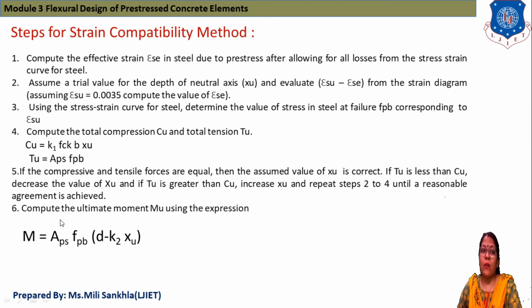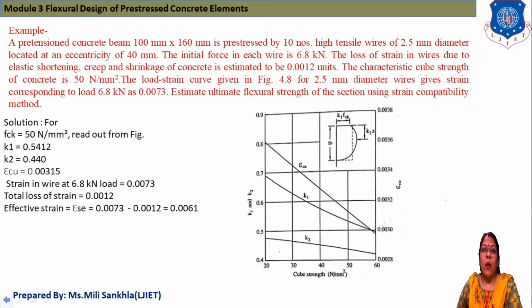Now the sixth step: compute the ultimate moment Mu, and the equation is Mu equals APS into FPB into D minus K2 into XU. Now we solve an example. Read the data. A pre-tensioned concrete beam of 100 mm by 160 mm cross section is prestressed by 10 high tensile wires of 2.5 mm diameter located at an eccentricity of 40 mm. The initial force in each wire is 6.8 kN.